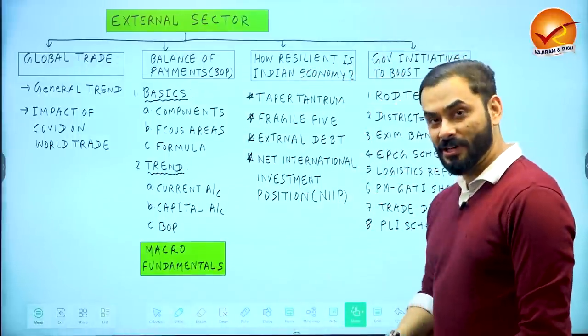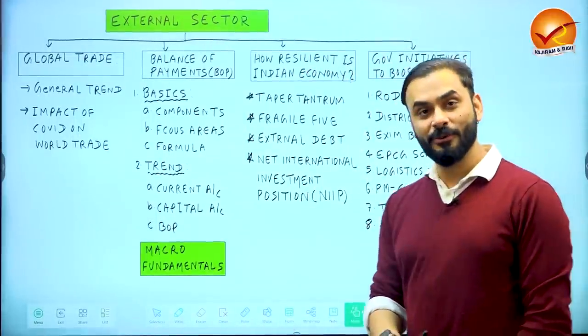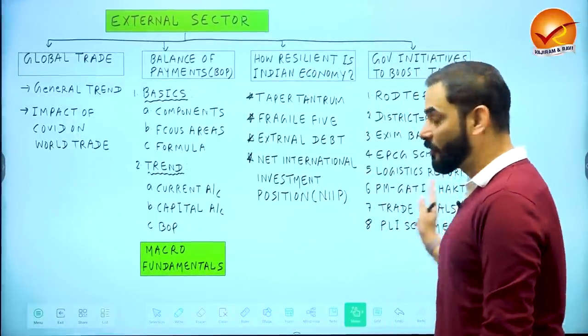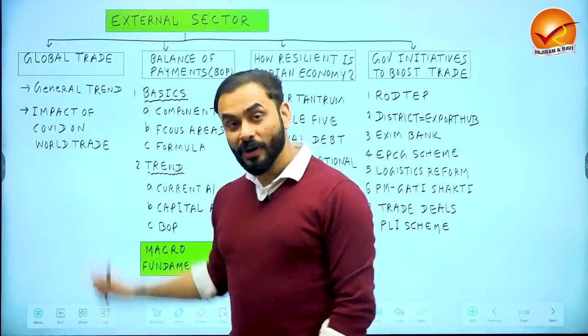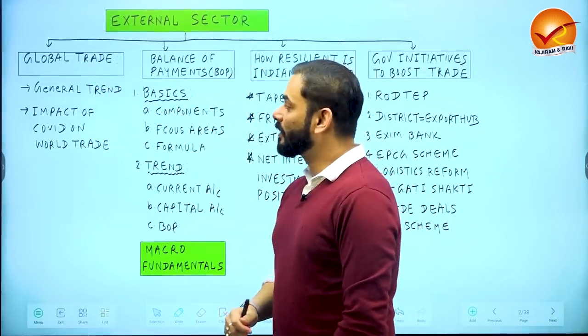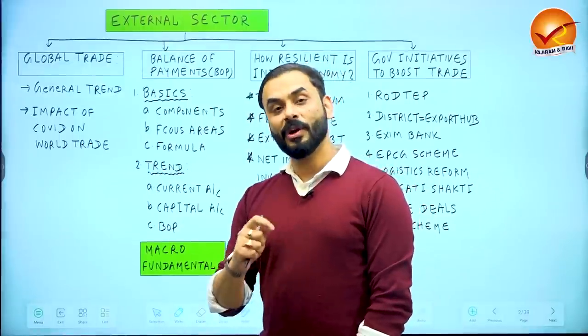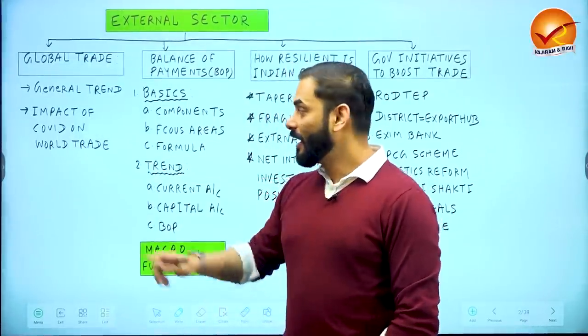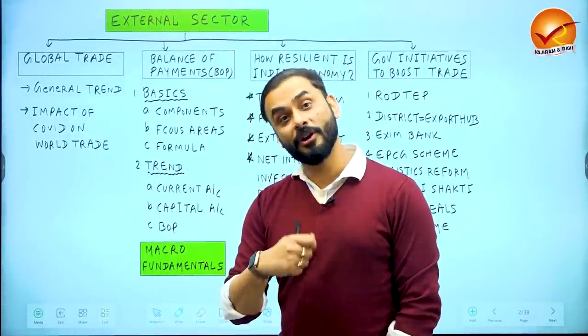So this is called the external sector. In how many parts are we going to divide this topic? We are going to divide this topic into four parts. The first part is called global trade. Inside global trade, we are going to examine what is the general trend in global trade and what has been the impact of COVID on global trade.